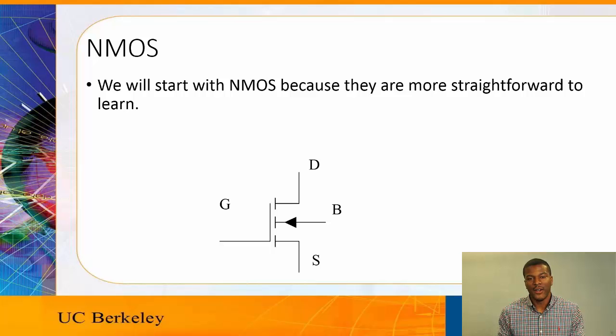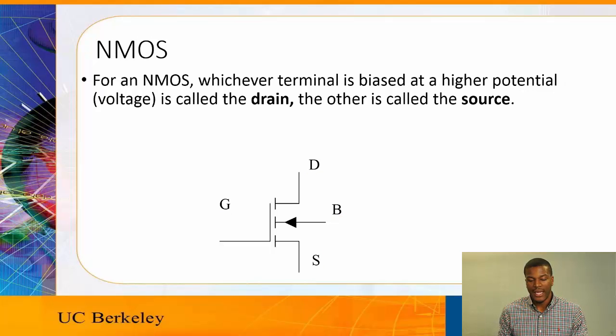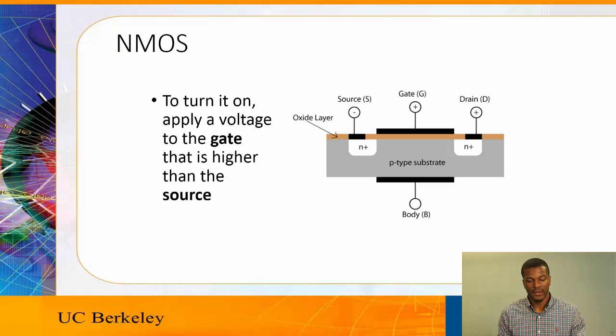This is a basic circuit diagram of an NMOS MOSFET. It has 4 different terminals: the gate, the drain, the source, and the bulk. Generally, the bulk and the source are connected together, and whichever terminal is biased at a higher potential is called the drain, the other is called the source. Typically, the source and the bulk for NMOS MOSFETs are both grounded.